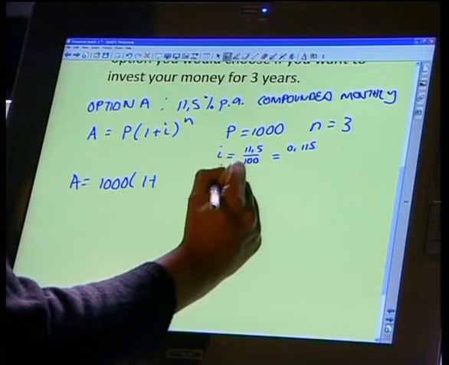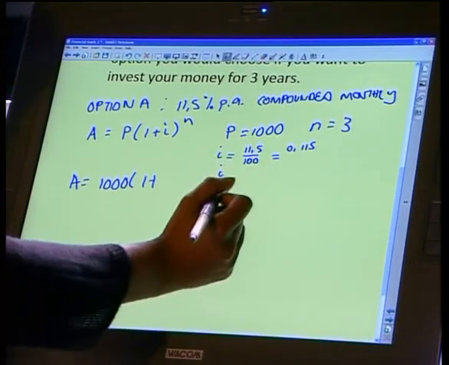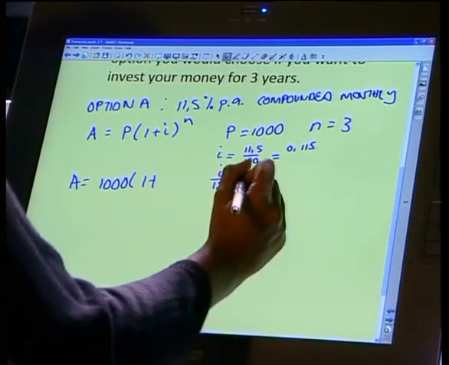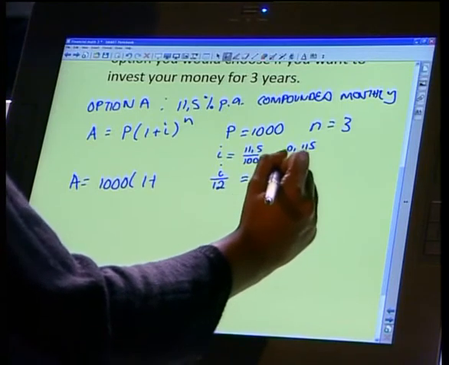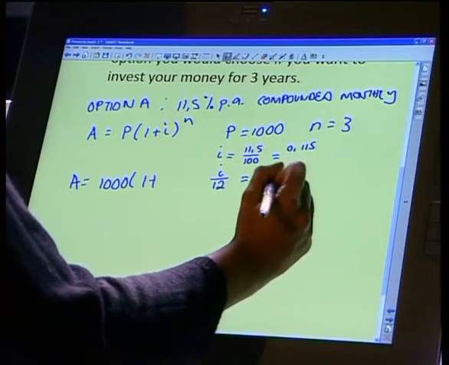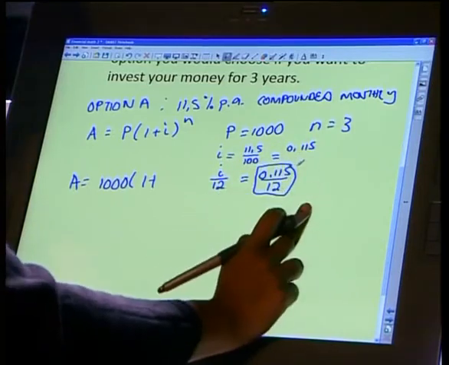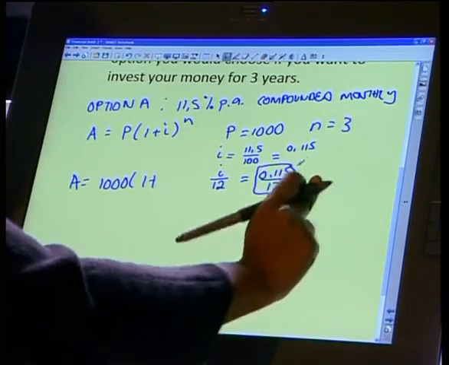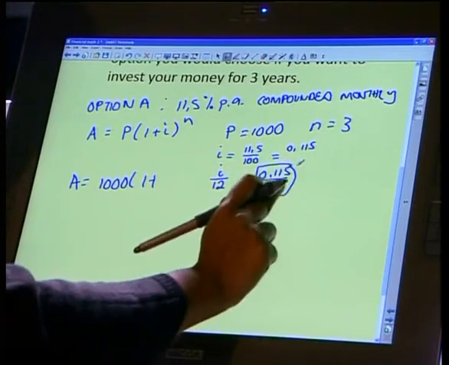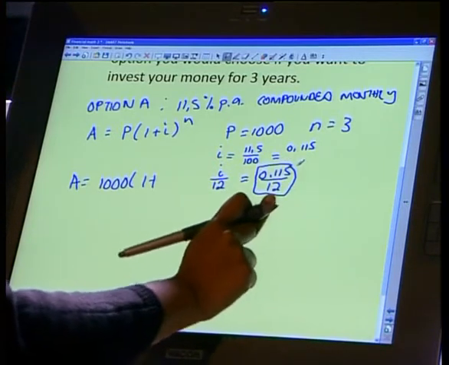And to work out the effective interest rate per month, I've got to take my interest rate and divide it by 12, which is the number of times that compoundings occur. So I take 0.115 and divide that by 12. I'm going to leave it like that because if you put this into the calculator, you might end up rounding off unnecessarily. So let's just leave it like that. That's the value we're going to put into the calculator.